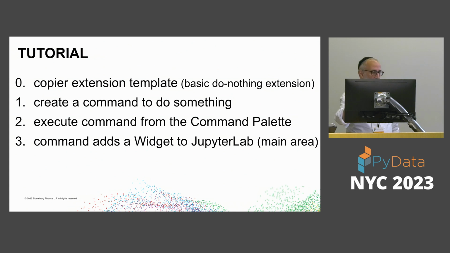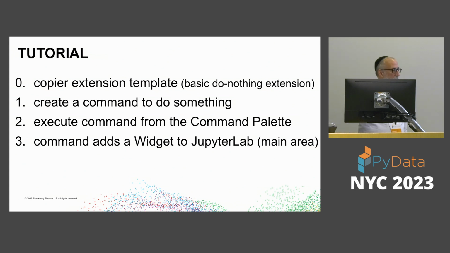So the tutorial, I broke it up into about, well, depending how you count, 8 or 10 steps, or 11. We'll just go through it quickly here. So the first step is basically to create a kind of a do-nothing extension from a template. We'll use the templating tool Copier. It's similar to Cookie Cutter, if you're familiar with Cookie Cutter or some of the others.